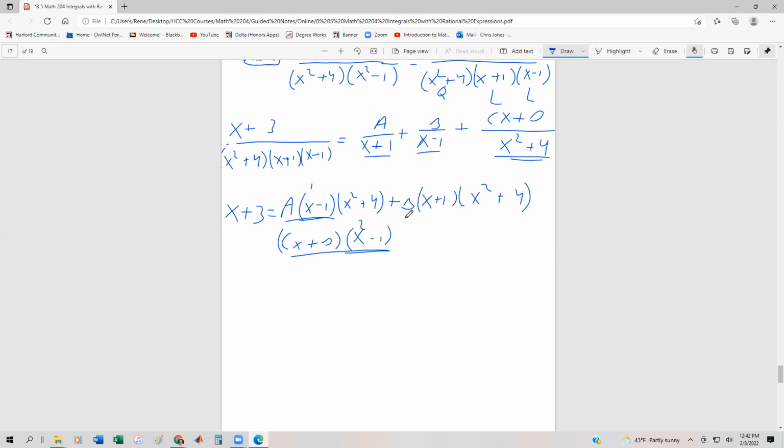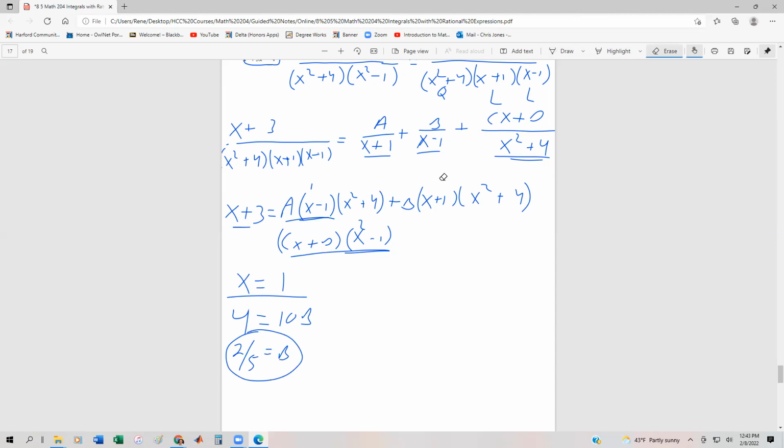And so that's going to make it nice that we can find B really quickly. When x is equal to 1, this is going to become 4, and then we get B times 2 times 5, so that would be 10B, or in other words, 2/5 is equal to B. So that was nice and easy to find one of them.